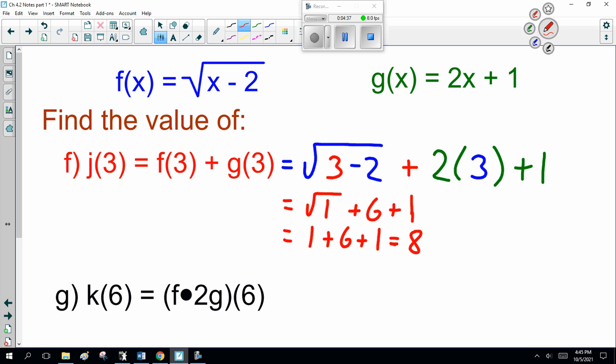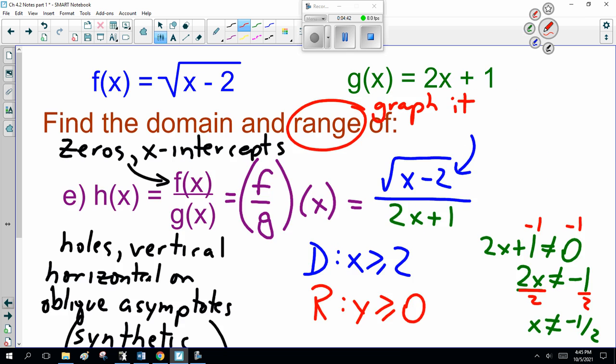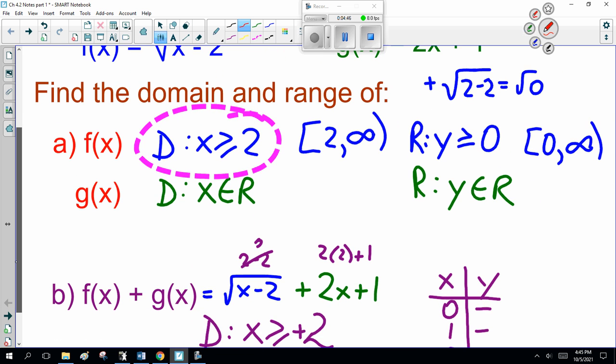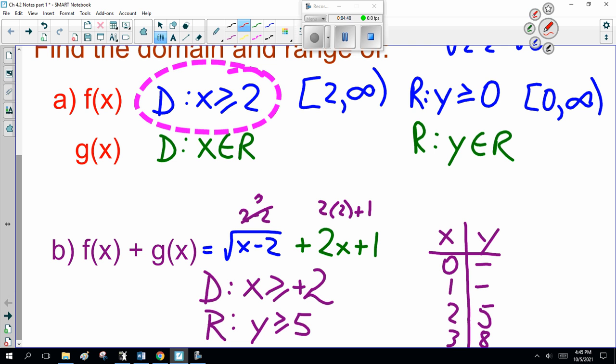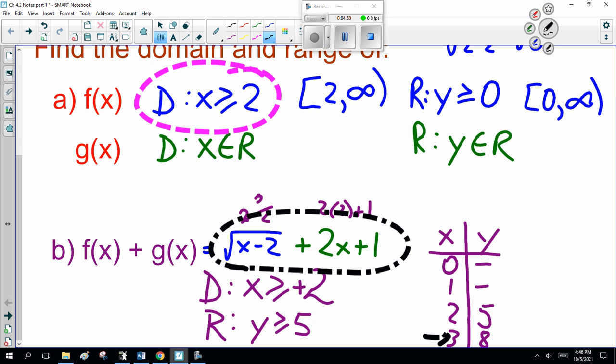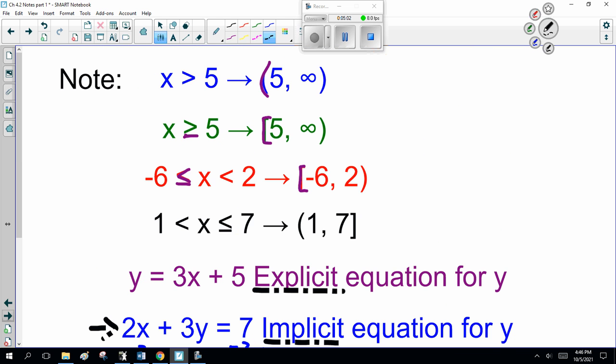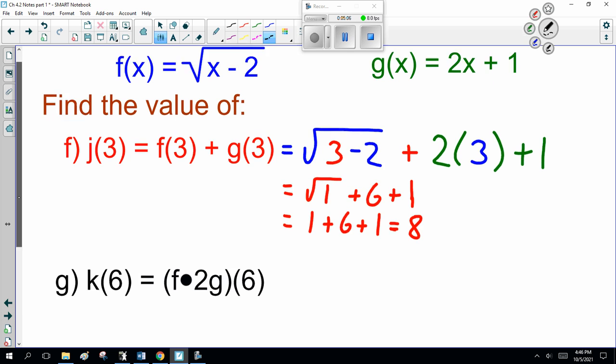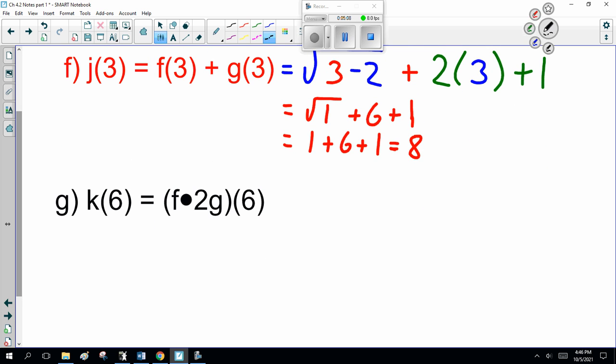Now I will point out, we did solve for f of x plus g of x back here. So that's the equation right here: the square root of x minus 2 plus 2x plus 1. So you can graph that and plug in 3. Oh, we did solve that back here. It is 8. Woohoo! So, if you wanted to combine the equations and then plug the number in, you can do that. But I'm trying to be economical with our energy here.